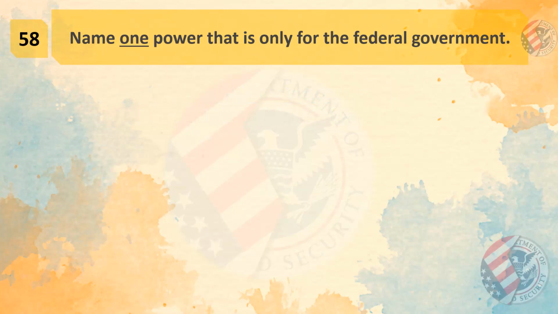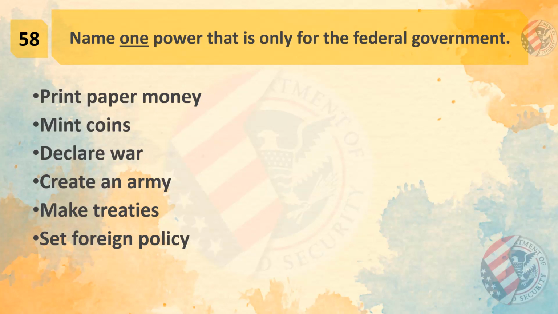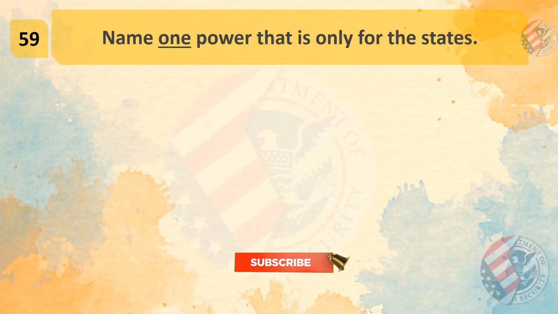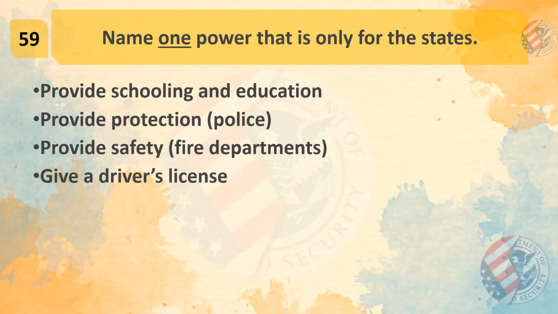Name one power that is only for the federal government. Print paper money. Mint coins. Declare war. Create an army. Make treaties. Set foreign policy. Name one power that is only for the states. Provide schooling and education. Provide protection, police. Provide safety, fire departments. Give a driver's license. Approve zoning and land use.